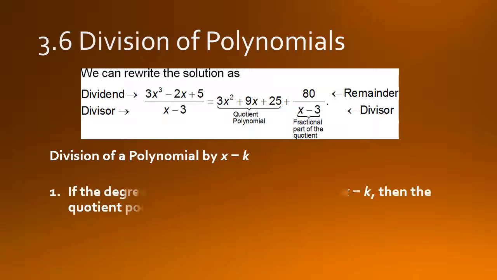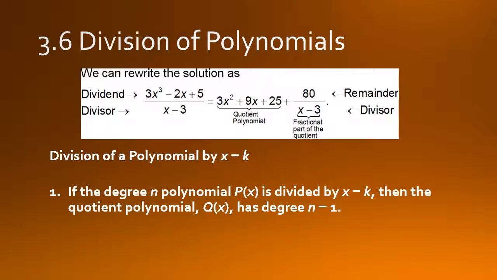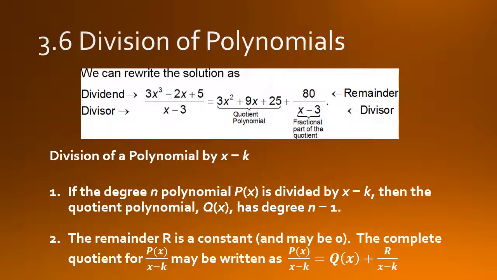Okay, so here it's stated a little more formally. If the degree n polynomial p of x is divided by x minus k, then the quotient polynomial, and you could see them labeled up there in our example, q of x, has a degree of n minus 1. And the remainder r is a constant and may be 0.